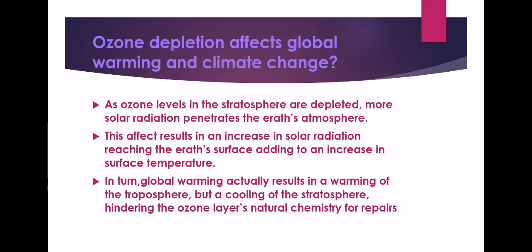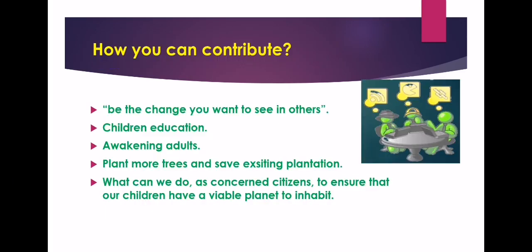Ozone depletion affects global warming and climate change. As ozone levels in the stratosphere are depleted, more solar radiation penetrates the Earth's atmosphere. This effect results in an increase in solar radiation reaching the Earth's surface, adding to an increase in surface temperature. Number 3, in turn, global warming actually results in a warming of the troposphere but a cooling of the stratosphere, hindering the ozone layer's natural chemistry for repairs.